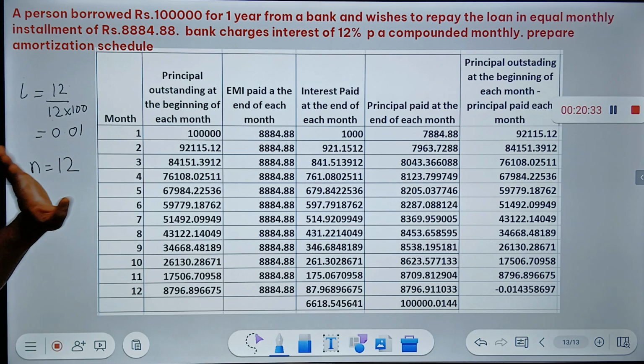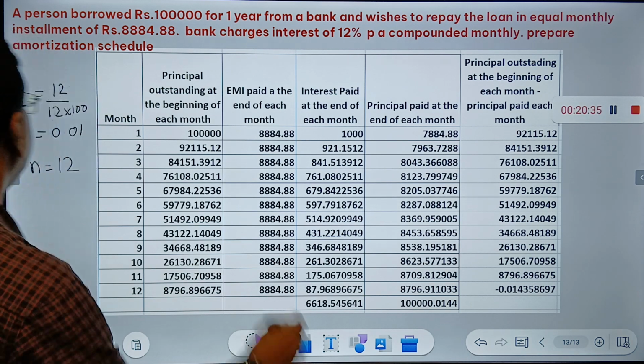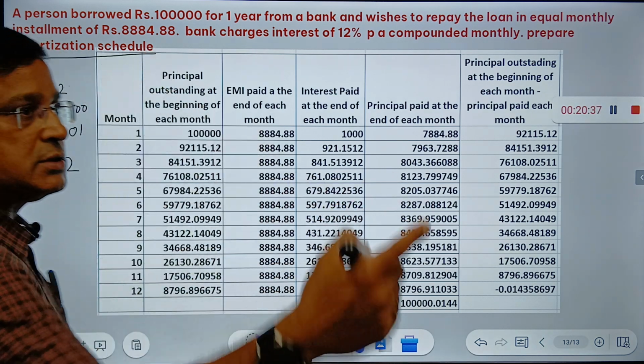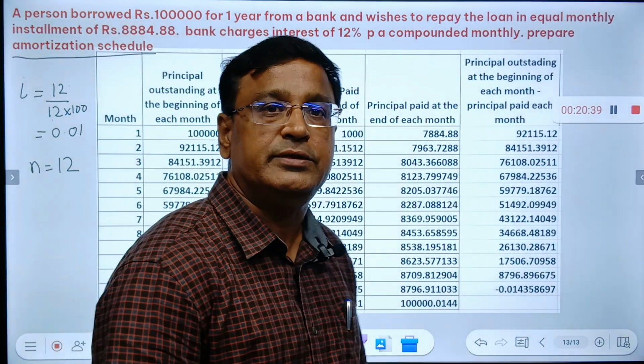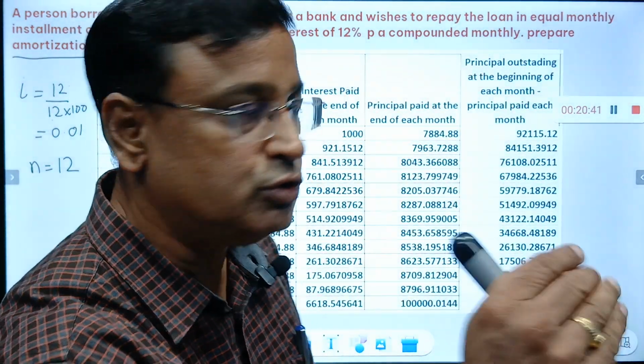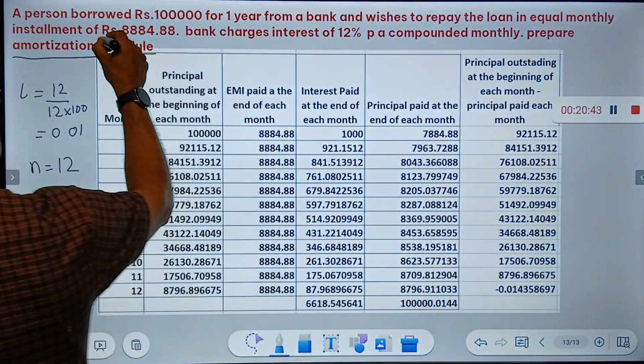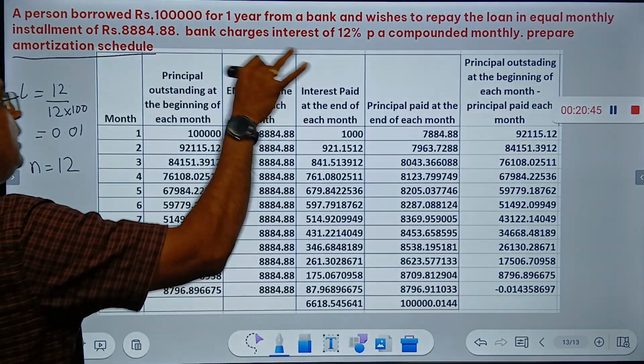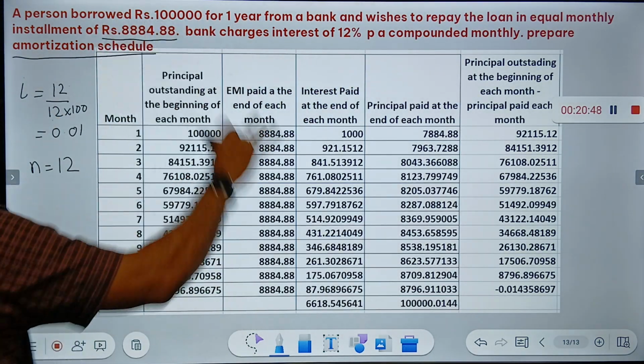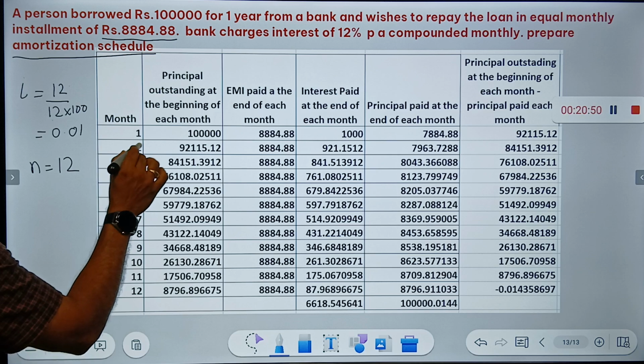Okay. Now I want to prepare the amortization schedule. That means I have to tell the person in the first month what you should pay, in the second month what you should pay, in the third month what you should pay. And my EMI, after doing some calculation, I have done it already. I have got, this is my EMI. See, look at this. Don't look anywhere else.